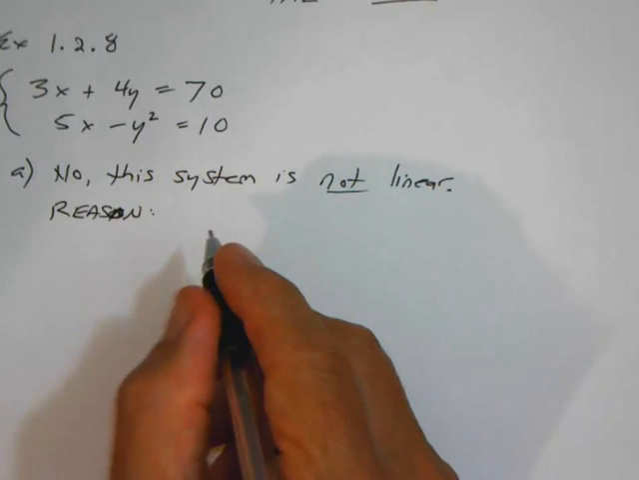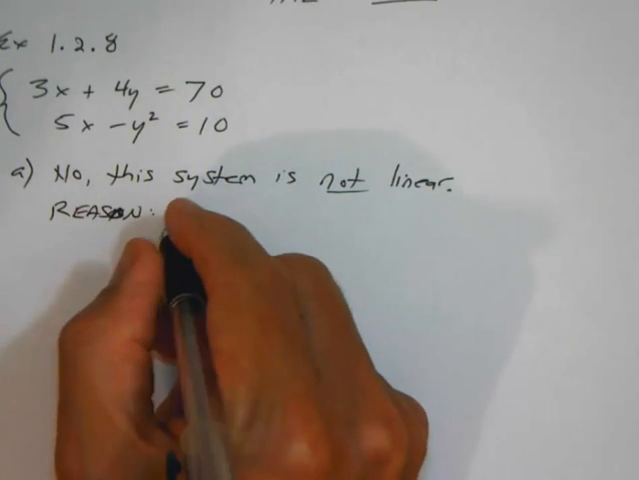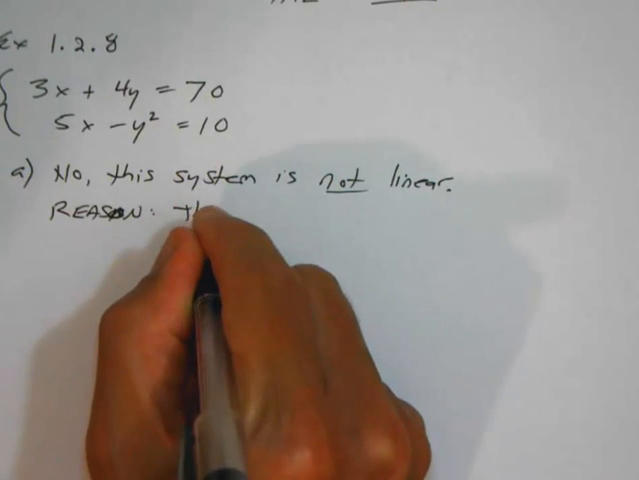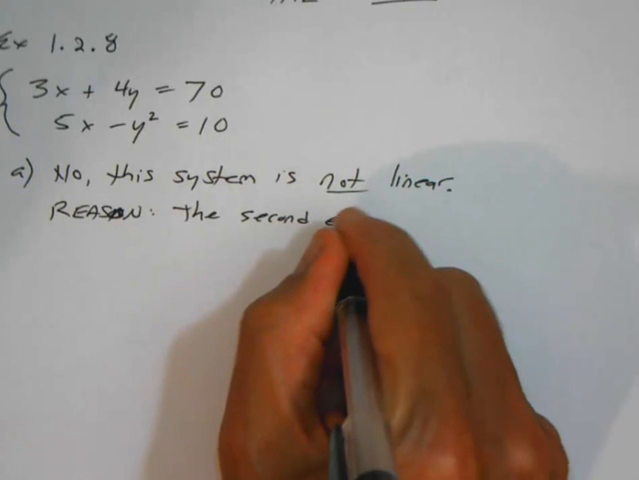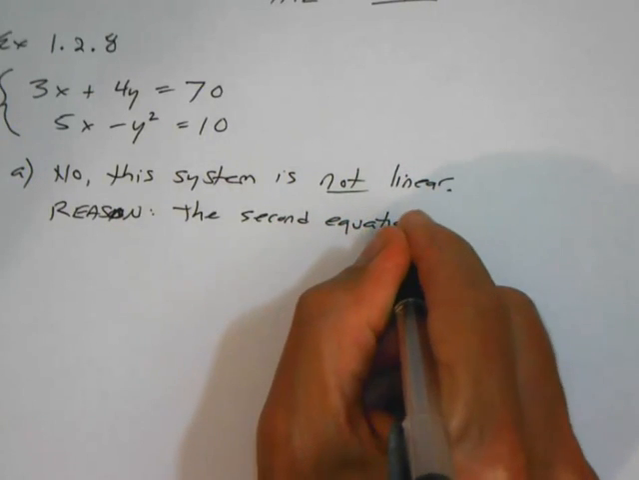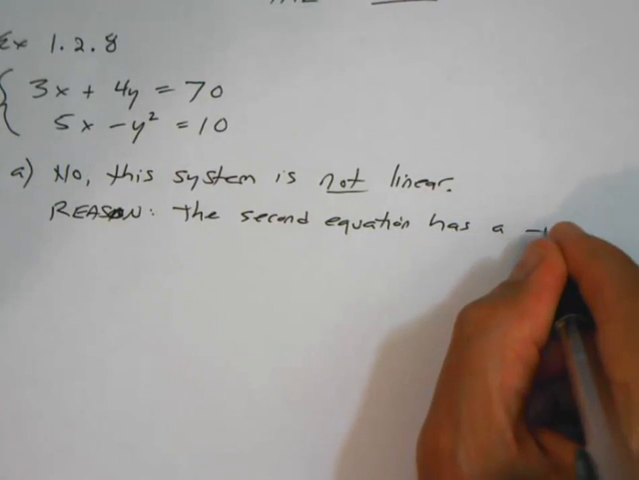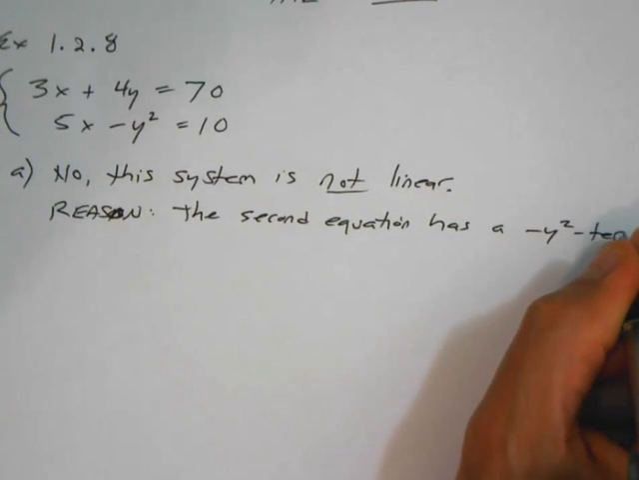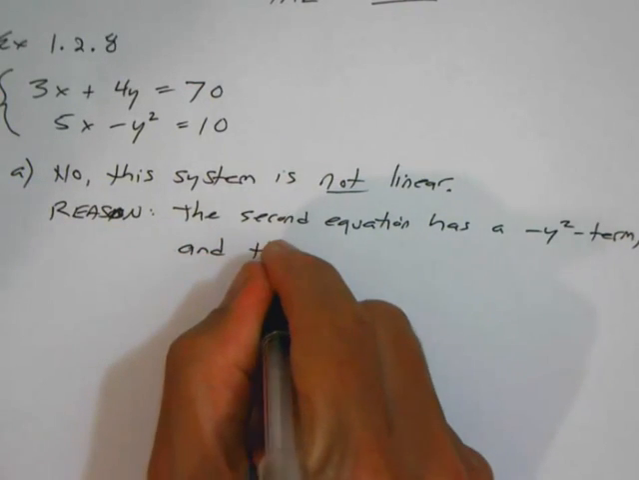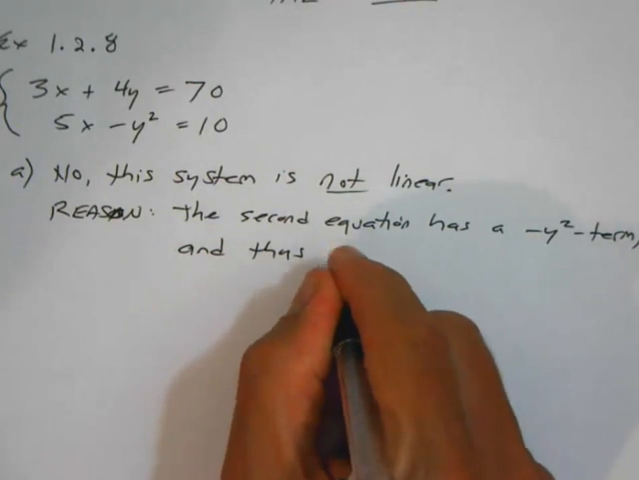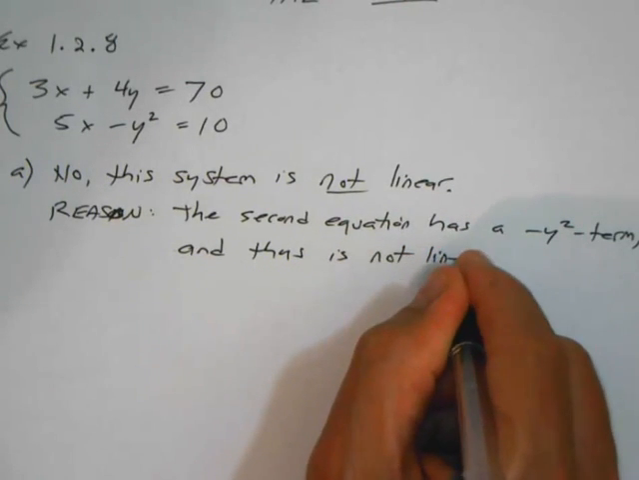Okay, it's that existence of a negative y squared term in the second equation. So we could write the second equation has a negative y squared term and thus is not linear.